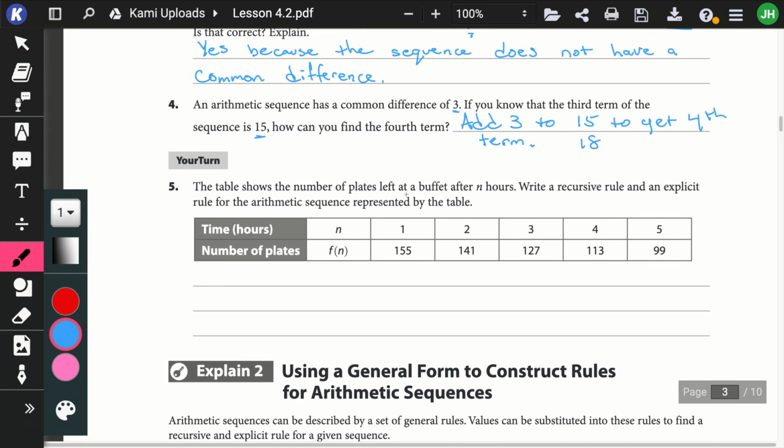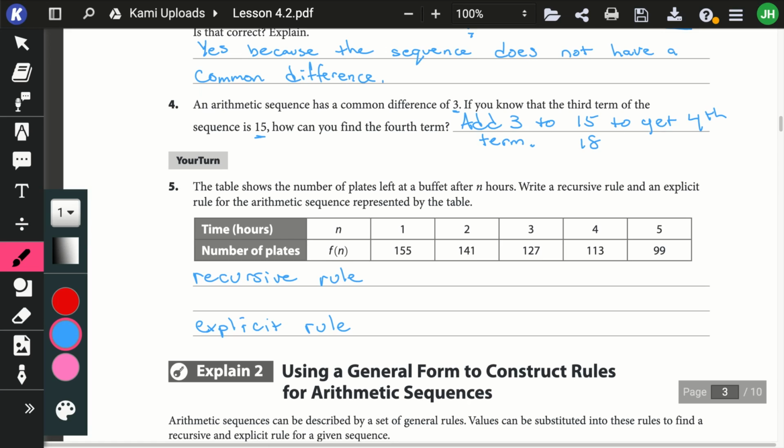All right, so here's your turn. The table shows a number of plates left at a buffet after n hours. Write a recursive rule and an explicit rule for the arithmetic sequence represented by the table. Okay, so you're going to try this on Edpuzzle now. Write the recursive rule. Write the explicit rule. Were you able to do this?